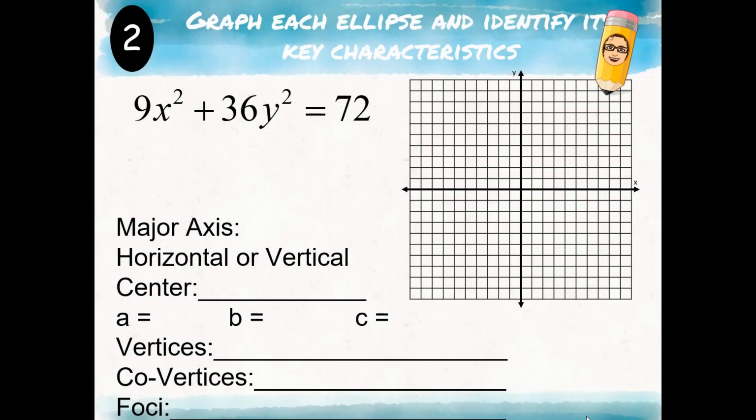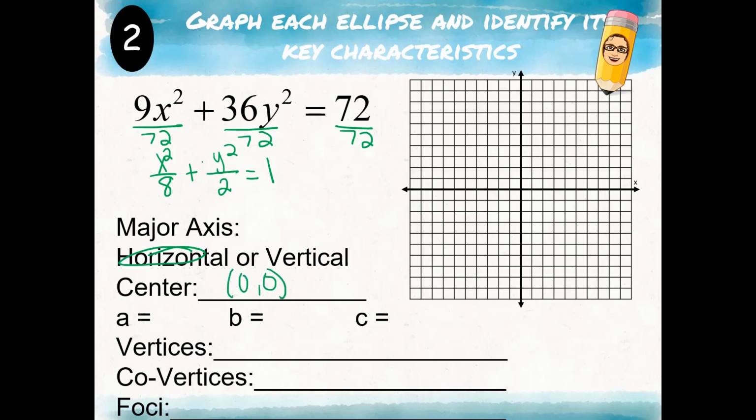Let's try a second one. Again, we're not equal to 1, so let's divide everything by that 72. Make this simplified here. I'd get x squared over 8 plus, 72 divided by 36 is a 2. So I'll get y squared over 2 is equal to 1. So notice, bigger denominator is under the x, which means this is a horizontal ellipse. My center, again, is 0, 0. There is nothing with the x and the y up there. So I'm going to put a dot here on my center.